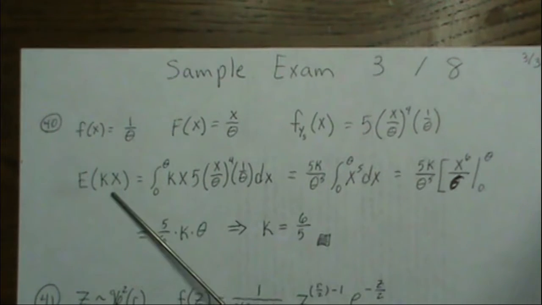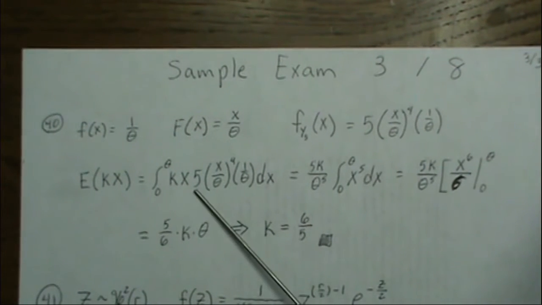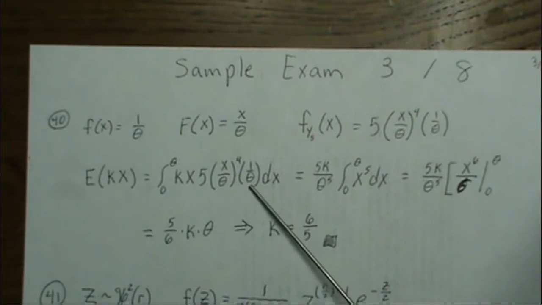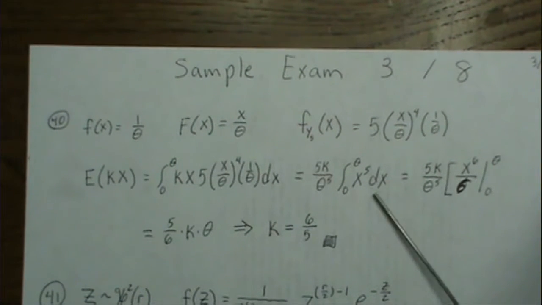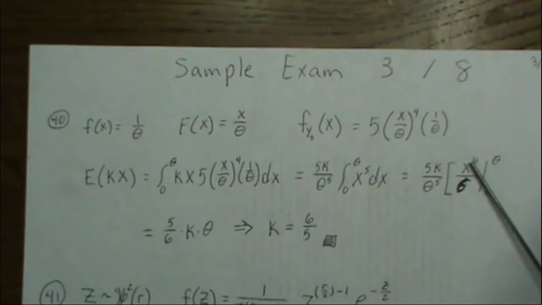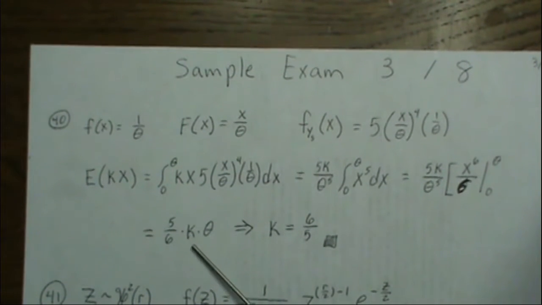Then we want to find the expected value of k times X. So you plug in kx times this density, and then you bring out the constants. So you have x to the 5th dx, integrate that, take the antiderivative, plug in the values, and you get this. So the value of k that makes this theta, because that's what we want left over, is k equals 6/5.